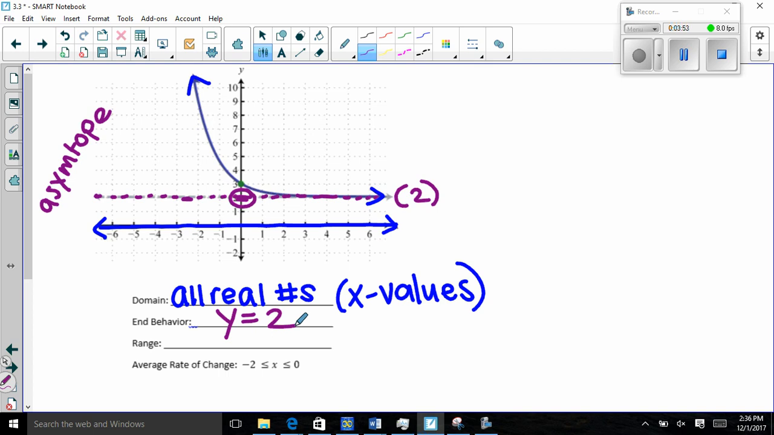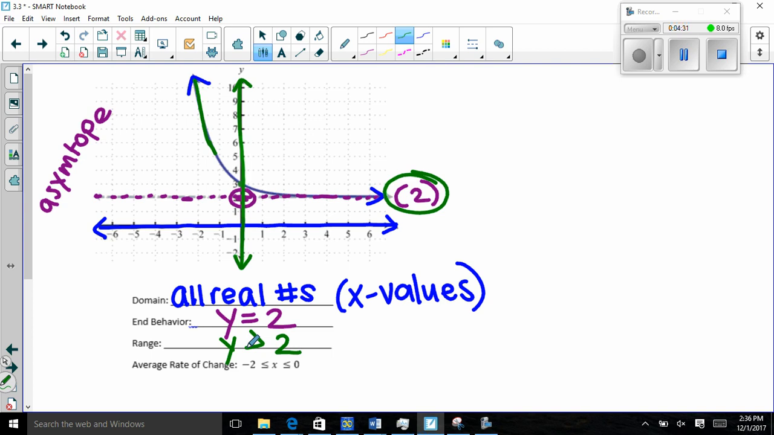So when I'm looking at the range now, I'm looking up and down, right? I'm looking at this axis. So I can see it goes on forever up that way, but it will always be bigger than my end behavior, bigger than my asymptote. So I know that the y has a number bigger than, because all these y's right here are bigger than 2. So my range would be y is greater than 2. It wouldn't be equal to because it's never actually going to touch the asymptote. So my range is y is greater than 2.